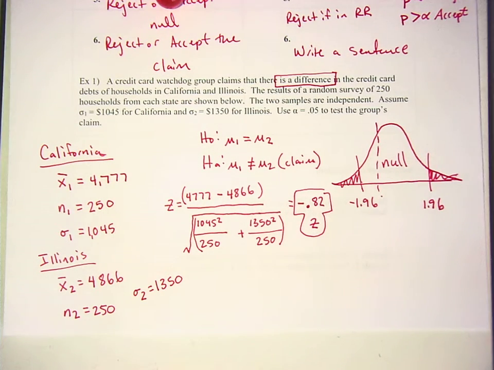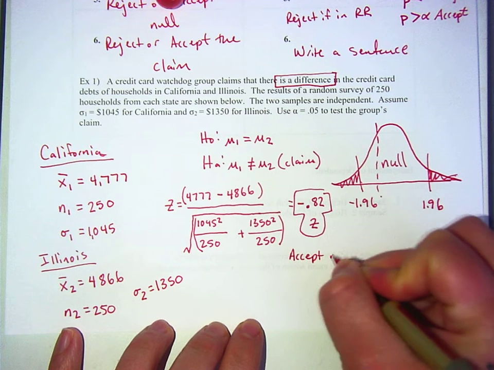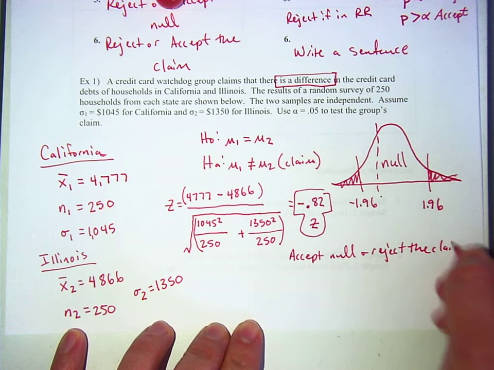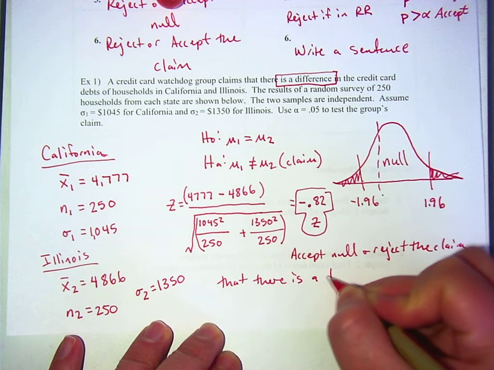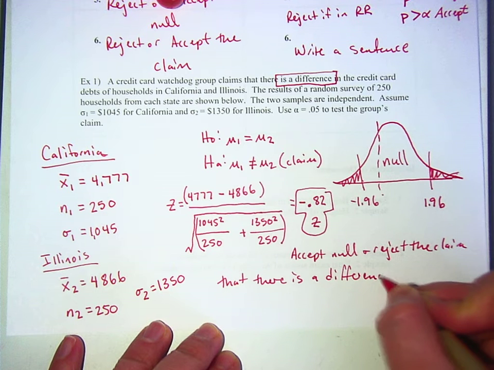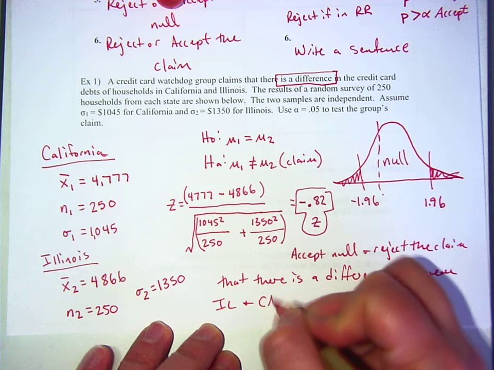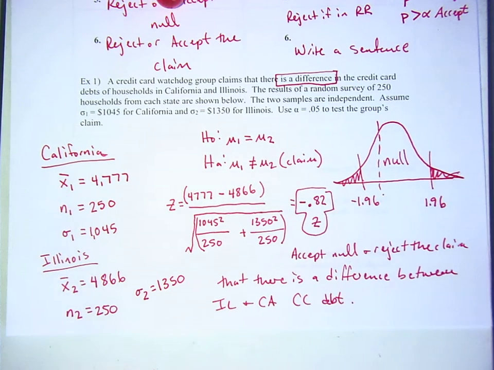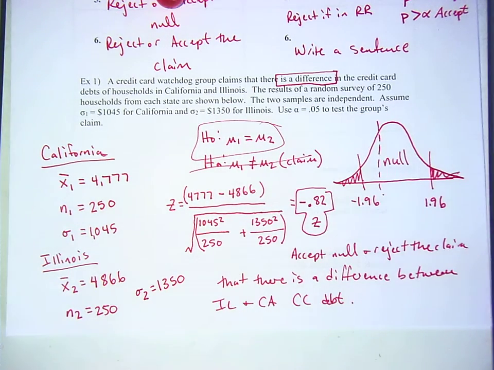All right, so that means that I accept the null. And reject the claim that there is a difference between Illinois and California credit card debt. Okay.